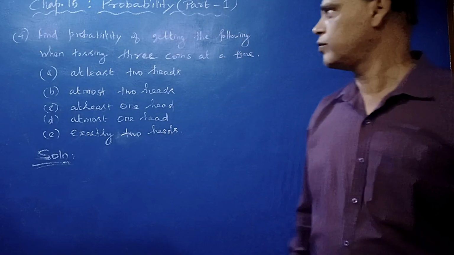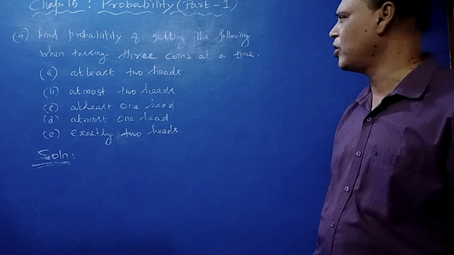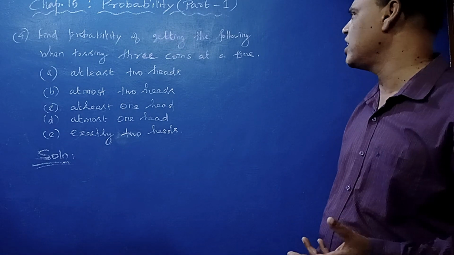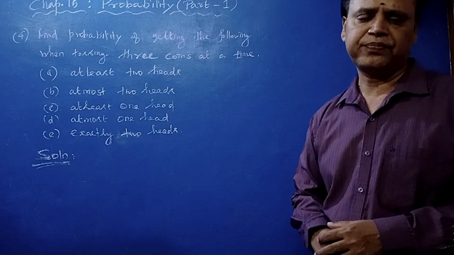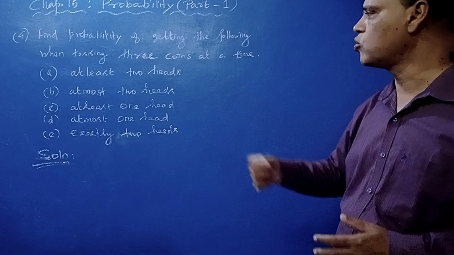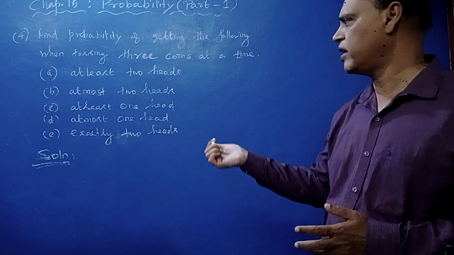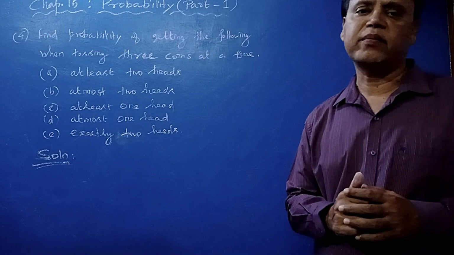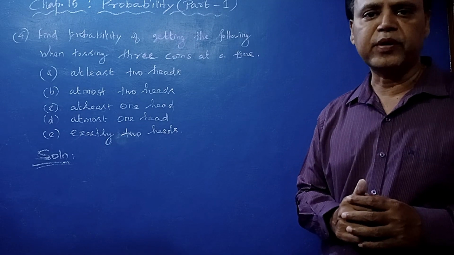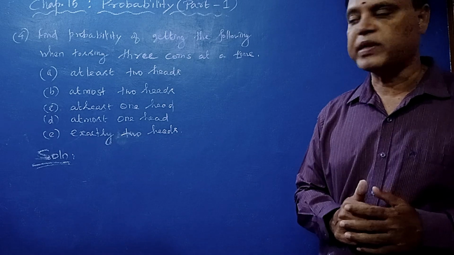So next we will see the fourth one. Find the probability of getting the following when tossing 3 coins at a time. First one, at least 2 heads. The second one, at most 2 heads. At least 1 head. At most 1 head. Exactly 2 heads. So you should know the meaning of the mathematical terms.